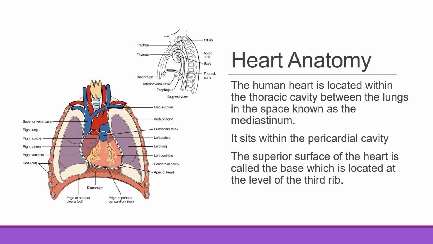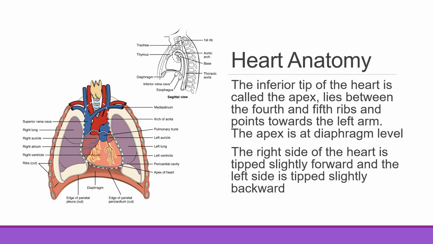All right, so your heart is located in the thoracic cavity. It's between the lungs in a space. That space is called the mediastinum, and it sits within the pericardial cavity at the base of the mediastinum. So you can see that outlined area that they're showing you there. The superior surface of the heart is called the base, and it sits up at the top. So normally we think of the base as being the bottom. In the case of the heart, the base is actually up at the top. Okay, it's about the level of the third rib.